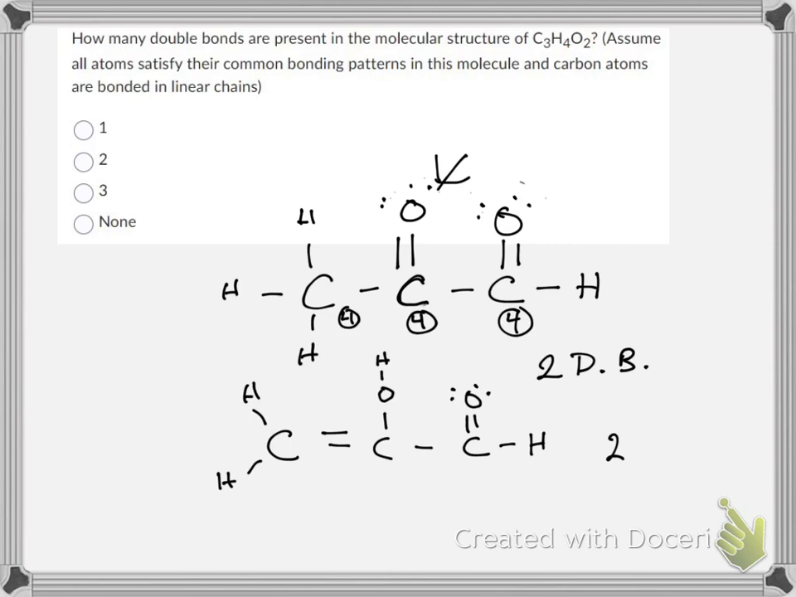So we have the same formula, a molecule with very different properties than the one that we drew initially, but it still needs 2 double bonds. So any way that you draw this molecule, you're going to need 2 double bonds to have the correct formula and to have the correct bonding capacity.